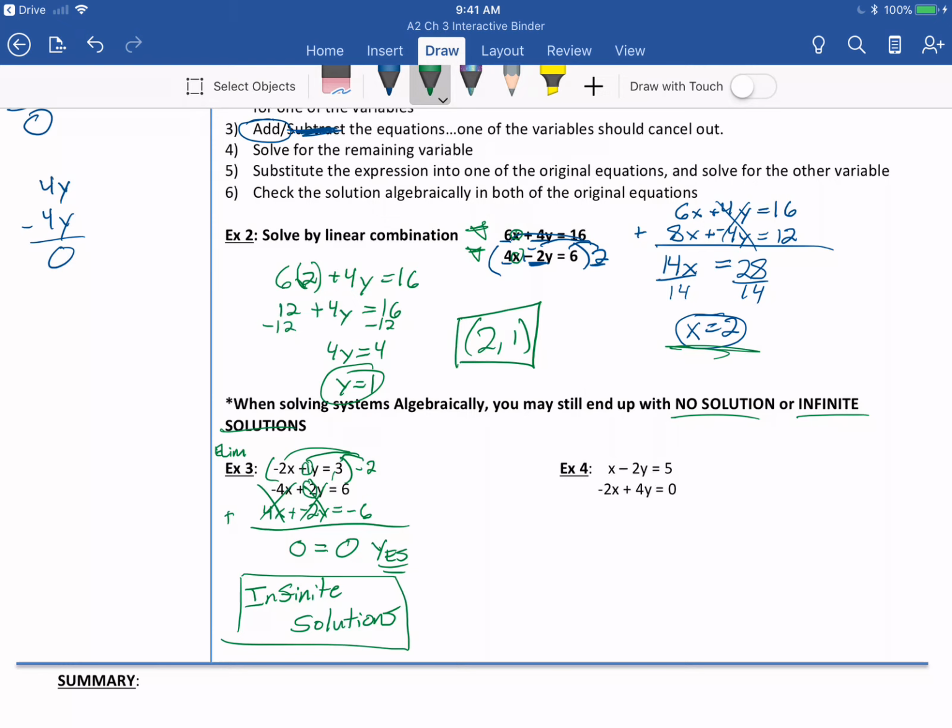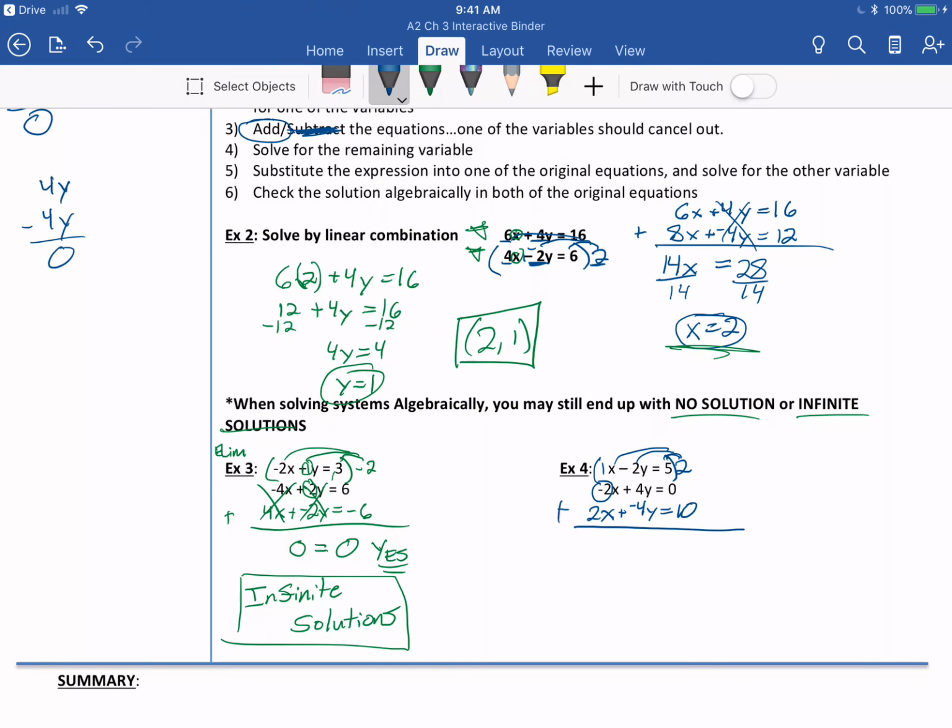All right, now if I look at this next one here, I want to try to create opposites here. I look at this 1x again. I want to try to make that into positive 2 because this is a negative 2 here. So I'm going to multiply this guy by positive 2, this guy into all these guys. So now I have 2x plus a negative 4y is equal to 2 times 5 is 10.